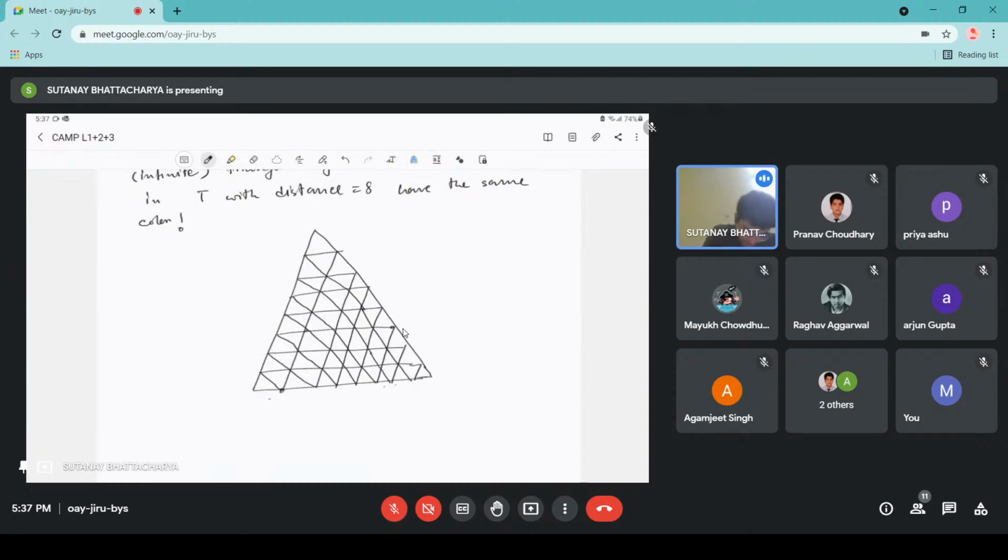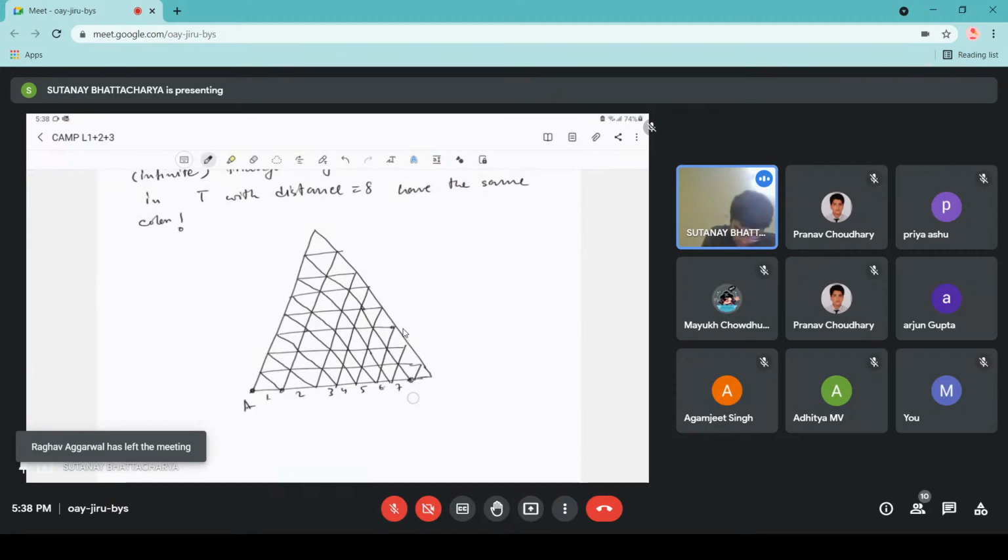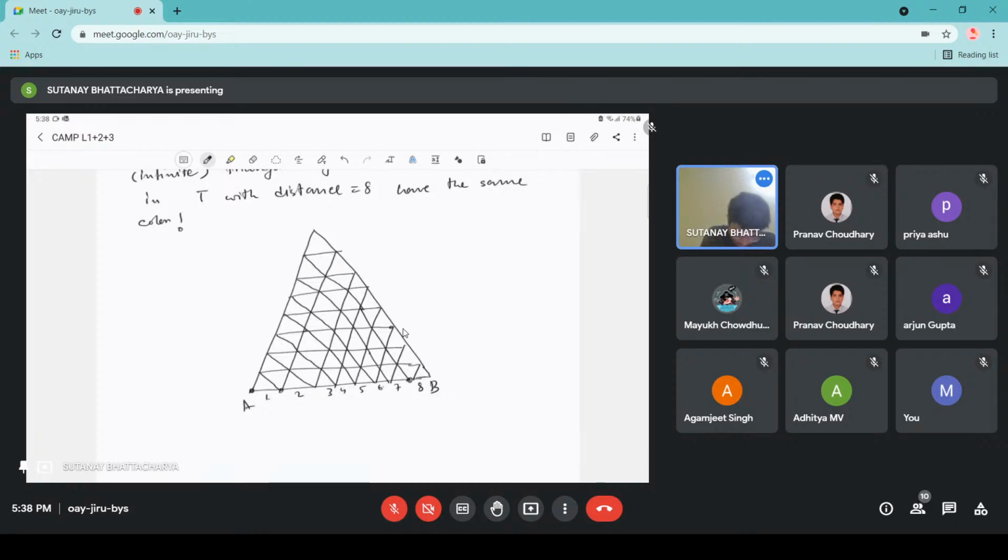So take 2 points, say A and B, exactly 8 units apart, and suppose they have two different colors. Without loss of generality, B should be the rightmost. Is it 1, 2, 3, 4, 5, 6, 7, 8? Yes, B should be rightmost indeed. Thank you, sorry, I'm bad at counting.